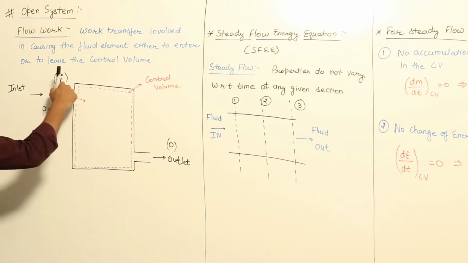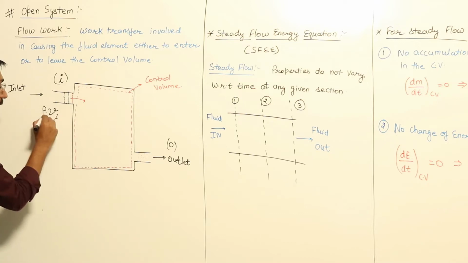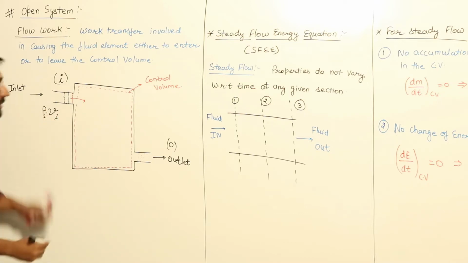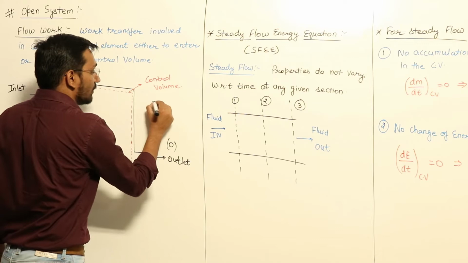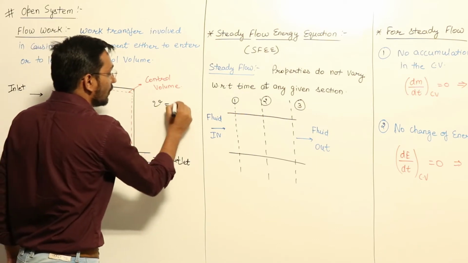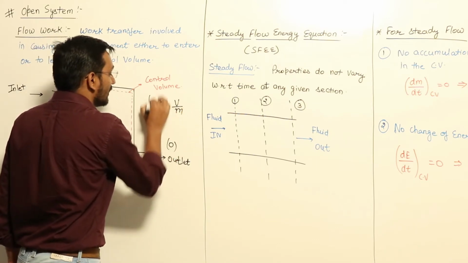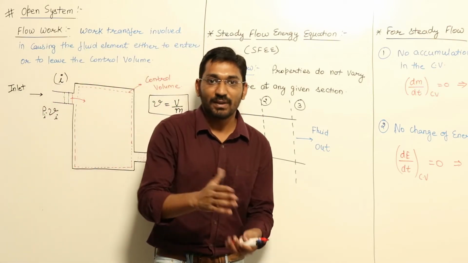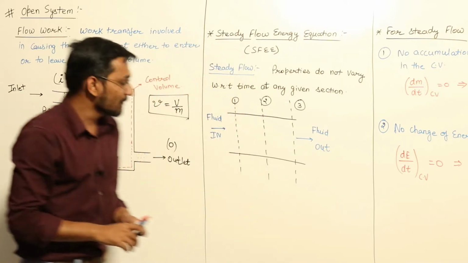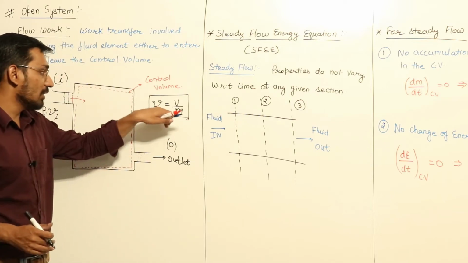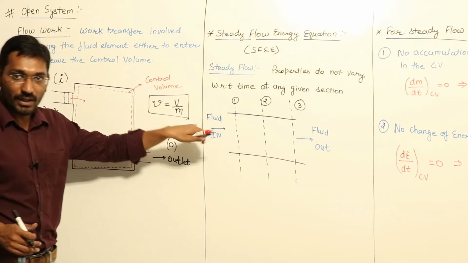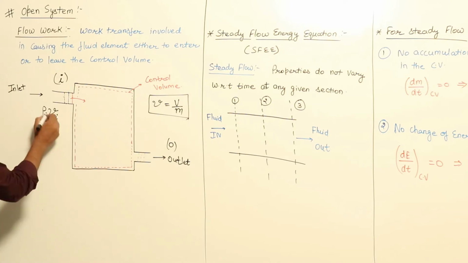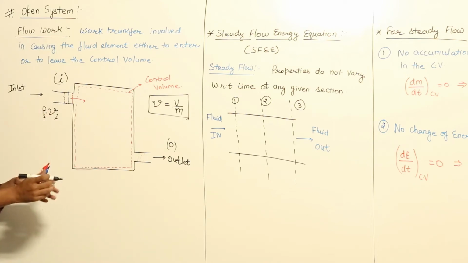If I write, this is inlet, so I write Pi into Vi, right? This is specific volume. This v, this nu, is equal to volume per unit mass, right? We already studied what the specific properties are. Specific properties are properties per unit mass. So this nu, or small v, is equal to volume per unit mass, right? So this is Pi into Vi. This is the work at the inlet.